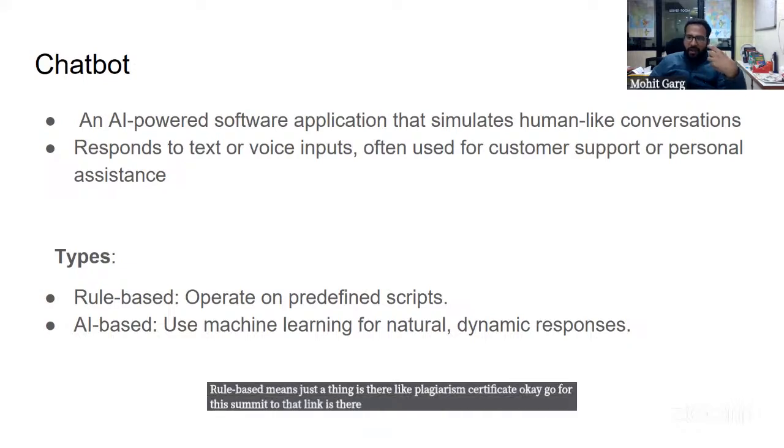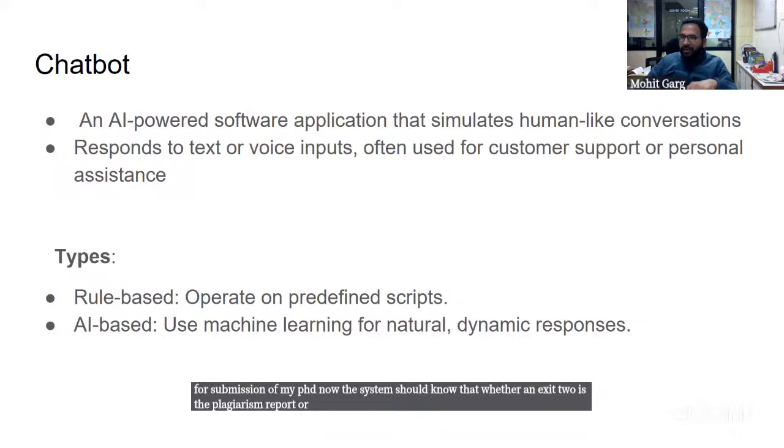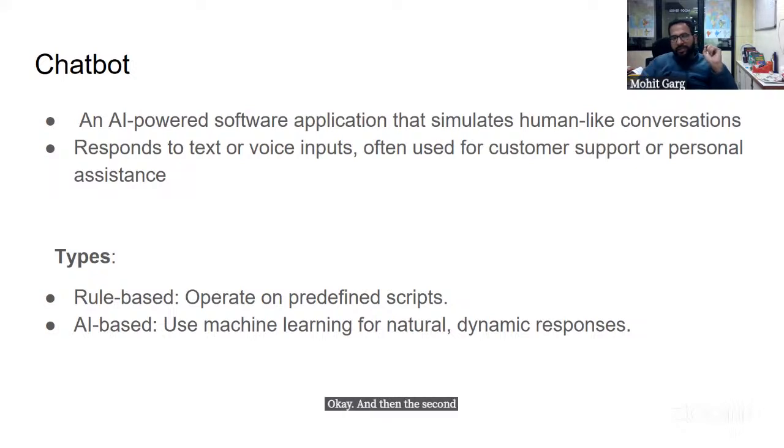But if I need to submit a certificate, Annexure 2, for submission of my PhD, the system should know whether Annexure 2 is the plagiarism report or some other document, maybe the no-dues certificate. The second chatbot type is AI-based, which uses machine learning to get natural and dynamic responses.